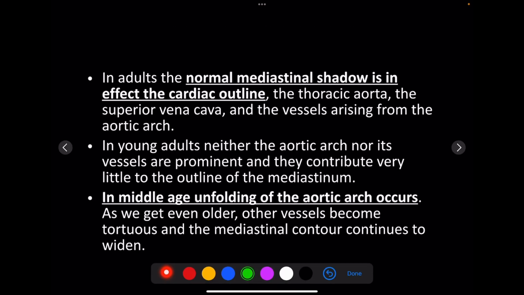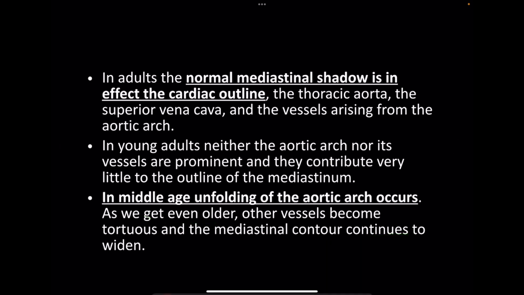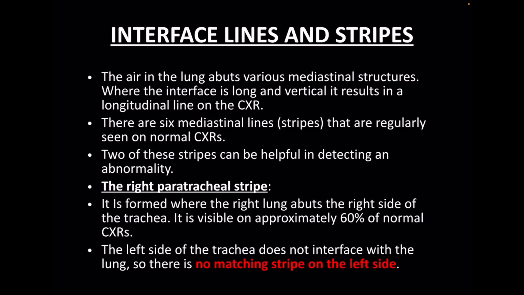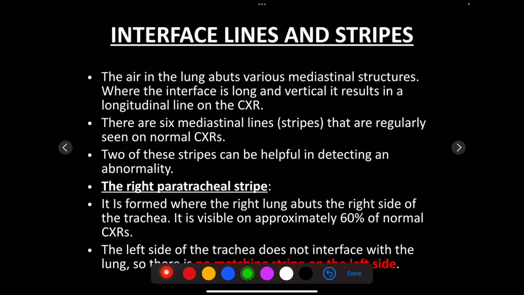Here you can see, as we get even older, the mediastinal contour continues to widen. That is what is seen here in this X-ray. Coming to interface lines and stripes. So what are these interface lines and stripes?